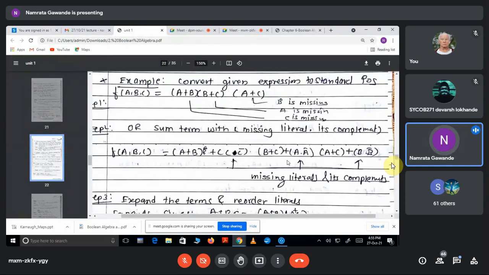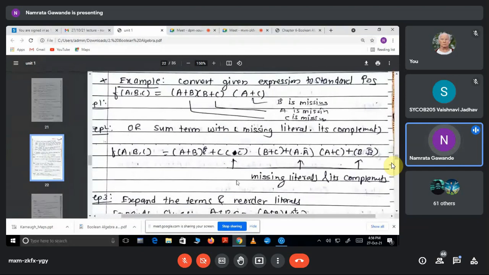You got this concept, students? Why is this particular term written over here? Indirectly, this is nothing but the expansion of this. We are considering this term, it is nothing but it gives the 0 result. But we have to convert into standard POS form where all the literals will be present. So that's why we are taking this particular term. Okay.